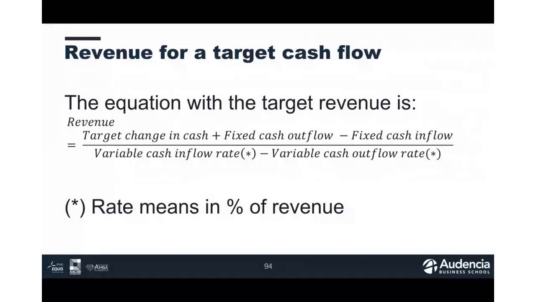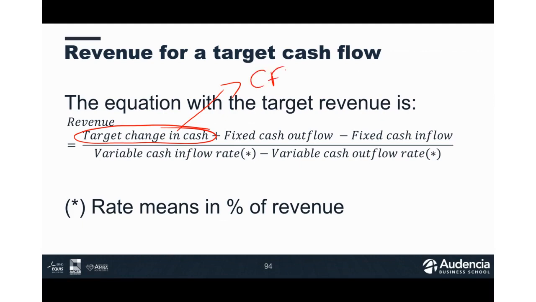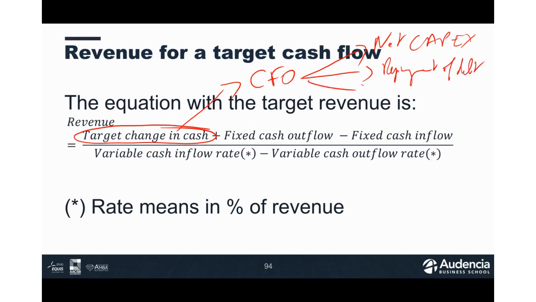You have a target in terms of the change in cash. Why? Maybe here it is for the operating cash flow. So you have a target for the operating cash flow because behind this, you know you need to finance the net capex. You know you have to pay the debt. You know you want to distribute some dividends. You know you want to repurchase some shares.